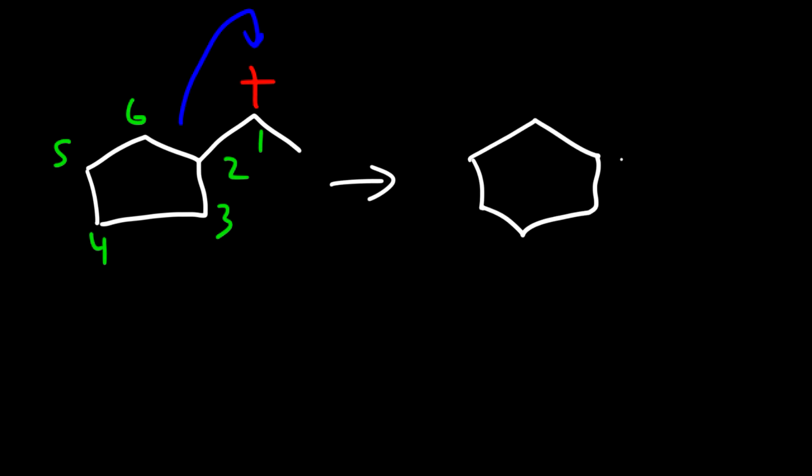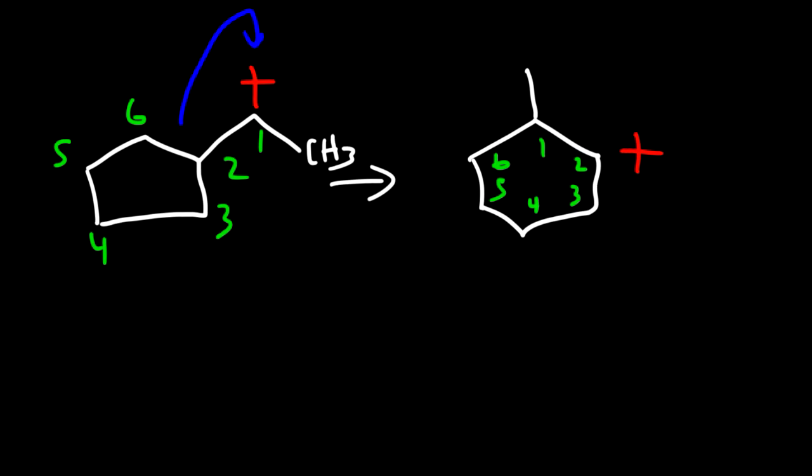Now, where's the plus charge? Well, first, let's put the methyl group somewhere. So this methyl group here is attached to carbon 1. So this has to be 1. Let's call this 2, 3, and so forth. Now, notice that we broke the bond between carbons 2 and 6, and then we're going to reform a bond between carbons 1 and 6. So carbon 2 lost the bond, but it didn't regenerate a new bond. So carbon 2 has the positive charge.